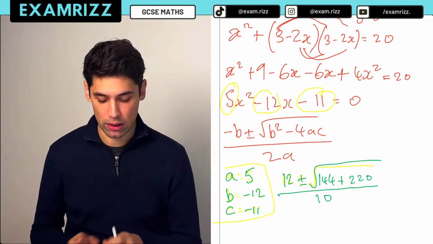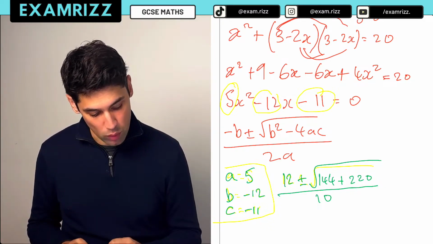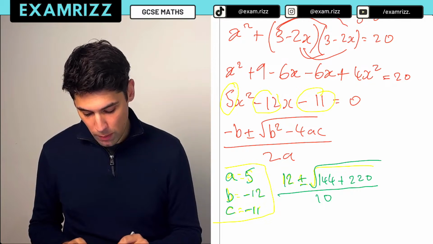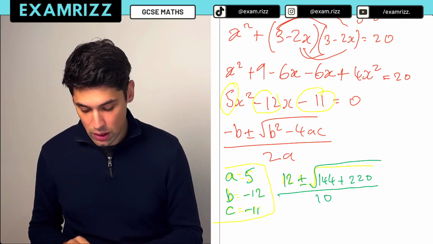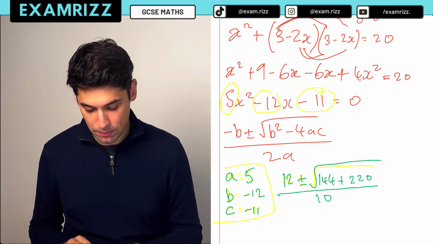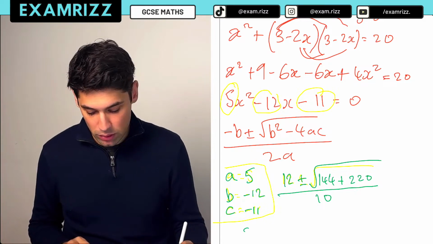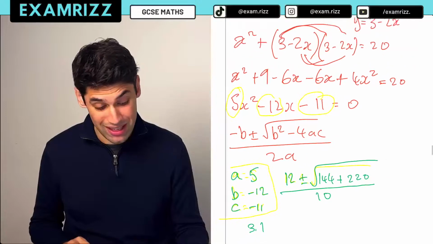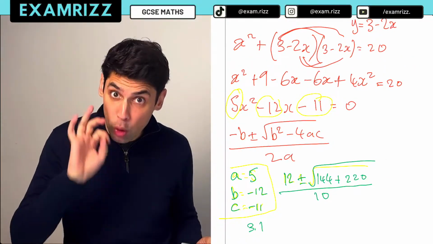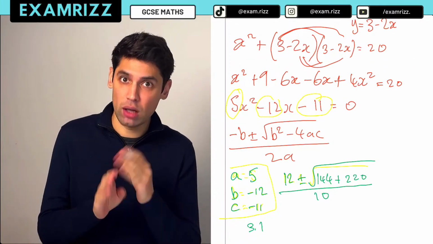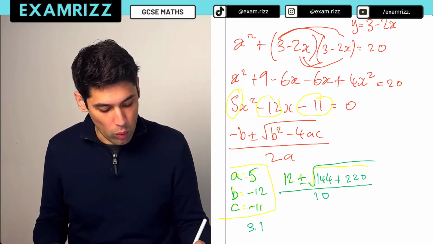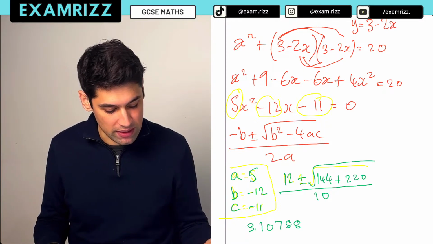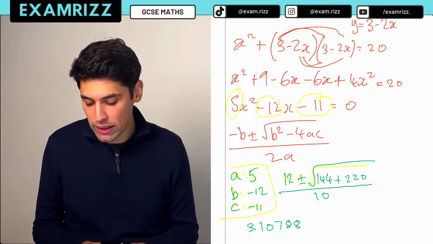And then we can plug that into a calculator. So it's going to be 12 plus root 144 plus 220, over 10, which is going to be 3.1. How many significant figures? It says 3 significant figures. We're going to do more than 3 for the time being because we're going to actually use this answer to find the other answers. So 3.10788, let's say. And then we change that plus to a minus.